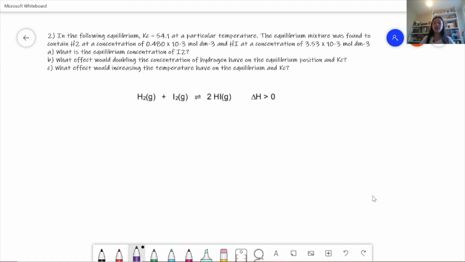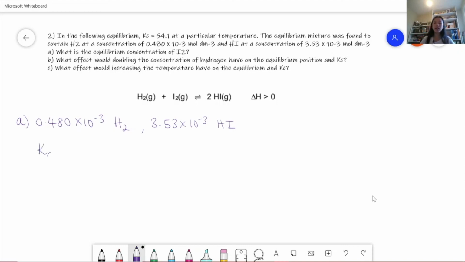So we have 0.480 times 10 to the minus 3 moles per decimetre cubed of hydrogen and 3.53 times 10 to the minus 3 moles per decimetre cubed of the hydrogen iodide. And so using the Kc equation, we can then work out the equilibrium concentration of I2.